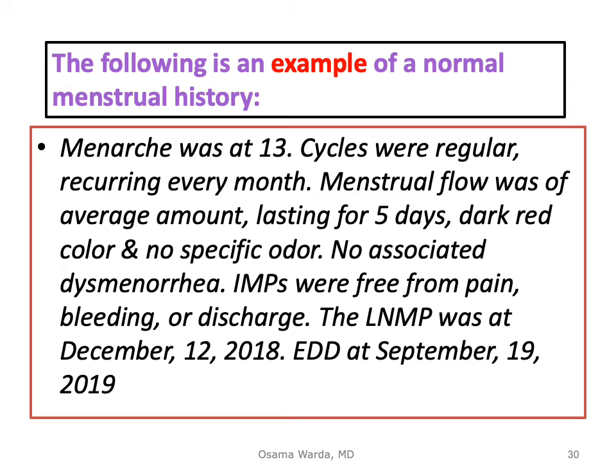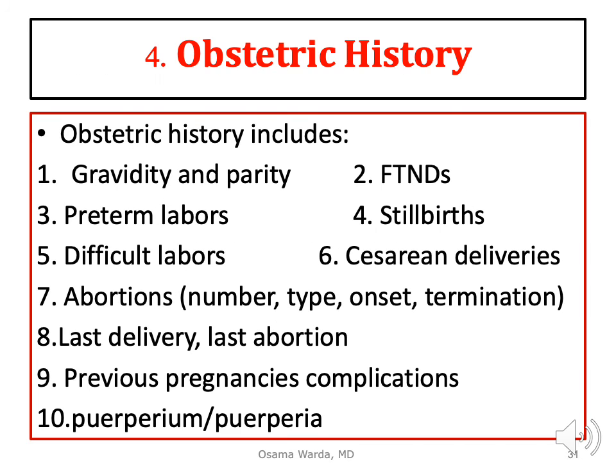The last normal menstrual period was on December 12th, 2018. Expected date of delivery, 19th of September 2019. We come to the obstetric history. Obstetric history is quite different from the obstetric diagnosis. The obstetric diagnosis is the ultimate goal, the ultimate objective of our lecture. Obstetric diagnosis is one item of the history.